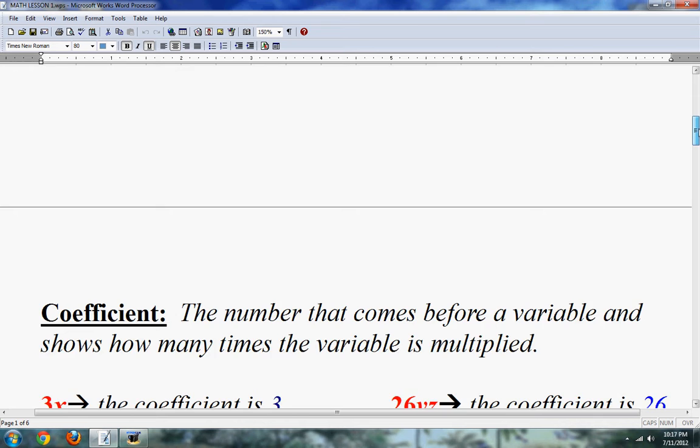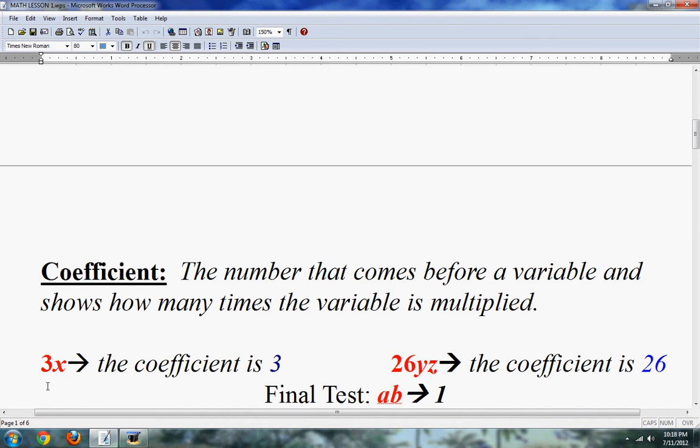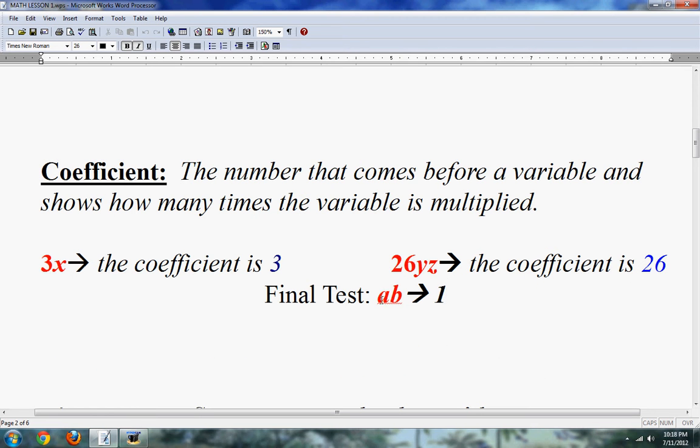So anyways, going right in, I have a vocabulary term which is coefficient. A coefficient is the number that comes before a variable and shows how many times the variable is multiplied. Now that is not a book definition, it's my definition, so it may not be entirely correct. Anyways, I have some examples. In the term 3x the coefficient is 3, in the term 26yz the coefficient is 26, and in the term AB, the coefficient is 1. They don't put the 1 there because 1 times anything is just itself.